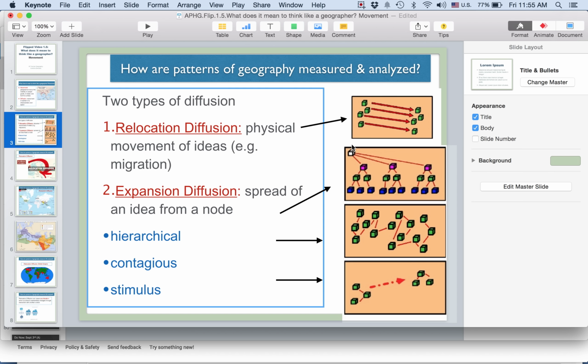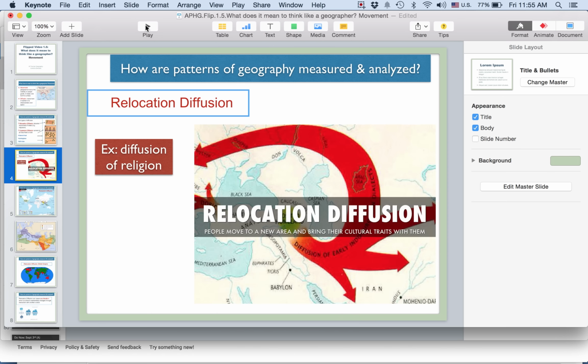In contrast, let's take the same thing. Here we have an idea, a thing. Let's say if that idea spreads from a node, it skips over some places and goes to others, then we have the idea of expansion diffusion, specifically in that instance, hierarchical diffusion. So let's break each one of these down.